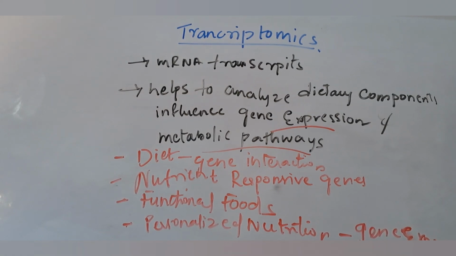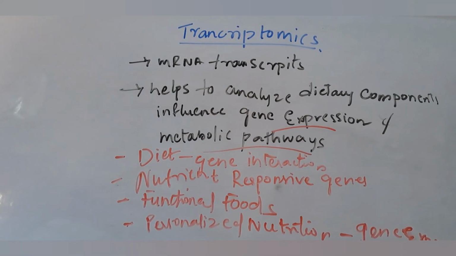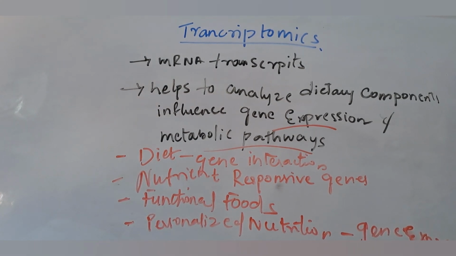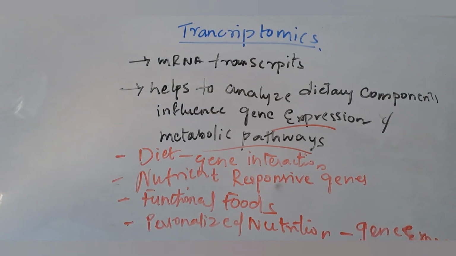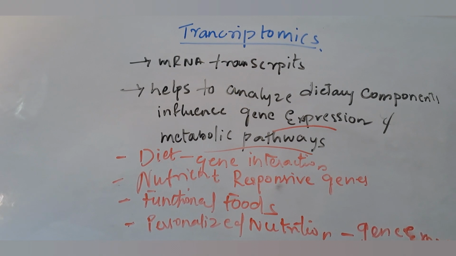And next is nutrient-responsive genes. For example, omega-3 fatty acid influences certain genes which are involved in inflammation and lipid metabolism, through down-regulation or up-regulation of specific genes. So that is why the responsive genes interact with the nutrients.